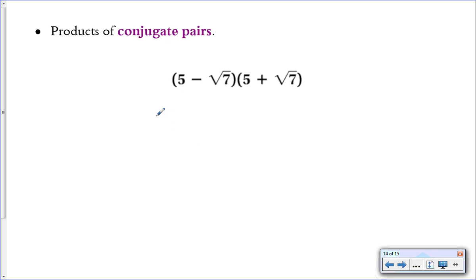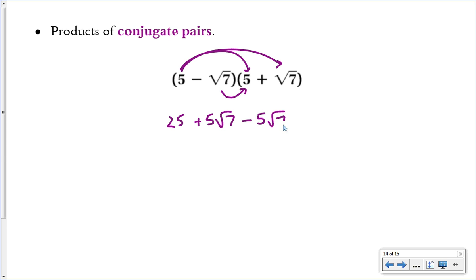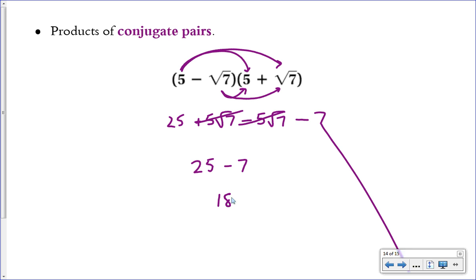And so when I FOIL these, or distribute these, 5 times 5 is 25. The 5 times positive root 7 will end up canceling out with the 5 times negative root 7. The final term becomes rational because a root 7 times a root 7 is going to be minus root 49, which is just 7. Sorry about that long tail. Okay, the middle terms will cancel out. That's the whole idea of a conjugate pair, that the middle terms cancel out. And then 25 minus 7 gives us 18. So conjugate pairs, when they FOIL out and expand fully, become nice rational numbers.